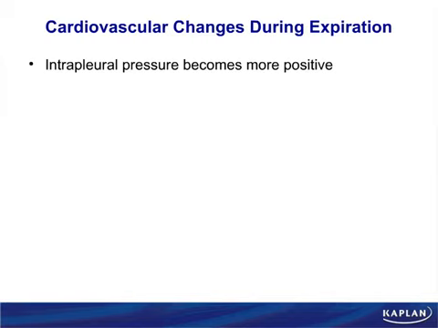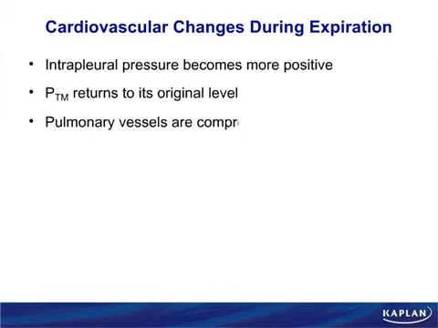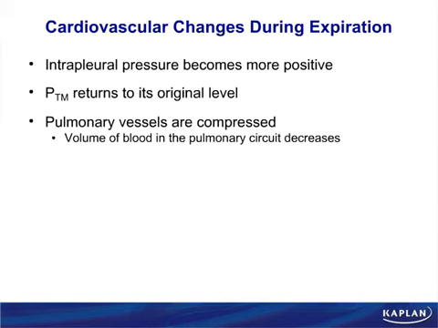Now, hopefully it will make sense to you that the cardiovascular changes during expiration are just a reverse of what we just said. Interpleural pressure moves towards zero. In other words, it becomes more positive. Transmural pressure gradient returns to its original level. Pulmonary vessels are no longer going to be distended. They're going to be compressed. In other words, we're going to have elastic recoil occurring. So volume of blood in the pulmonary circuit decreases. Where's that volume going? To the left heart.